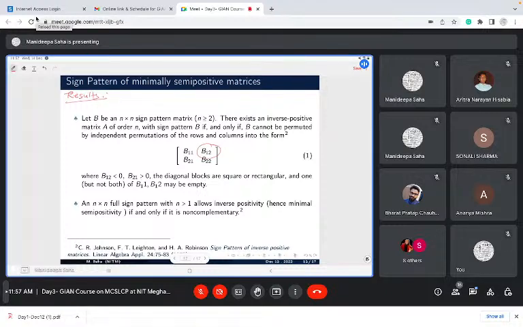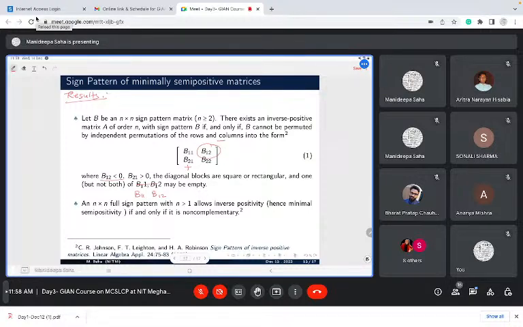Yes, that's B. B is negative means all entries are negative. I wrote it here as sign negative, but I mean these are all negative, and these are all positive, and this could be anything else. And one of B11, B12 should not be empty.